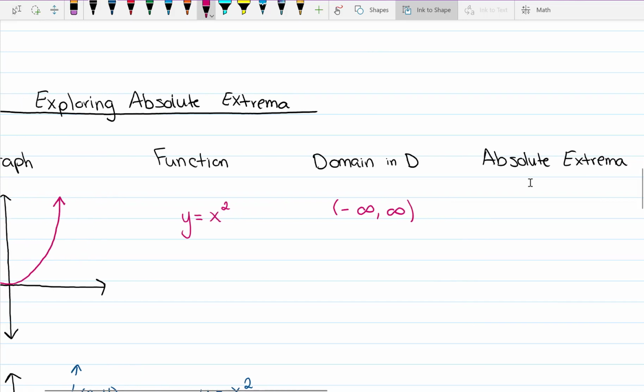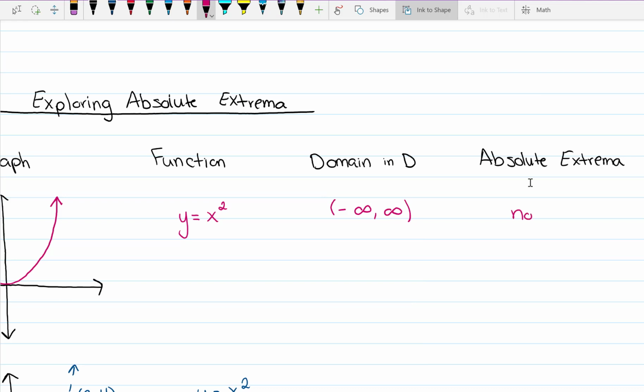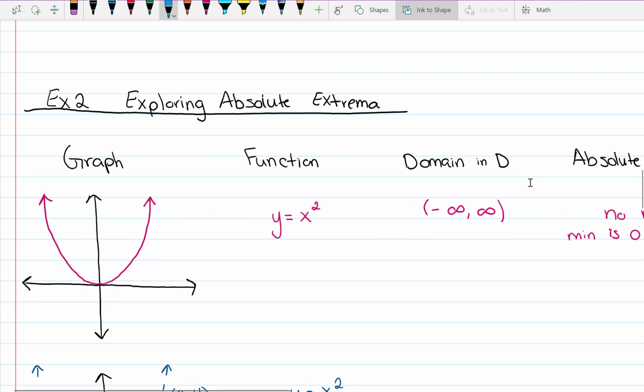So we don't have a max. What we do have is a minimum value. And the minimum is 0 at x equals 0. So when x equals 0 right here, you have a min of 0.